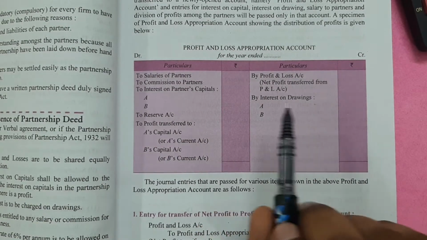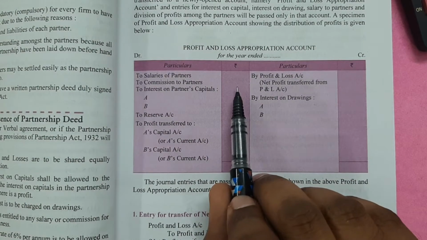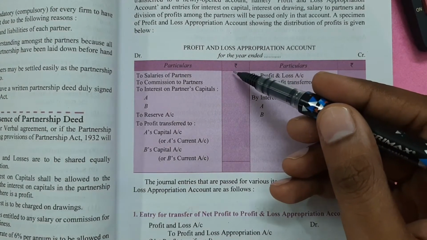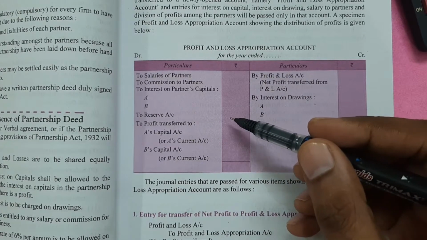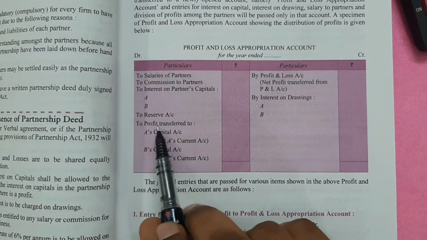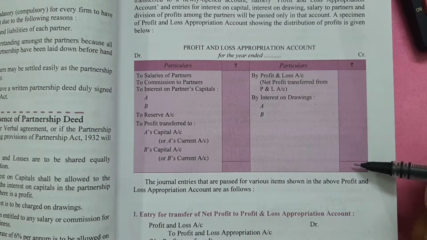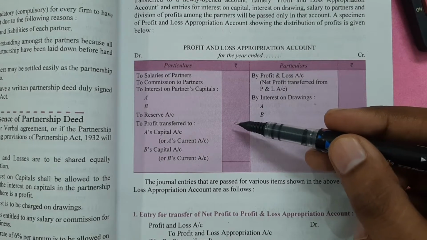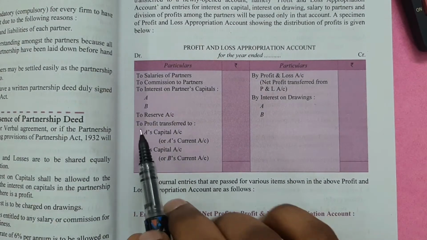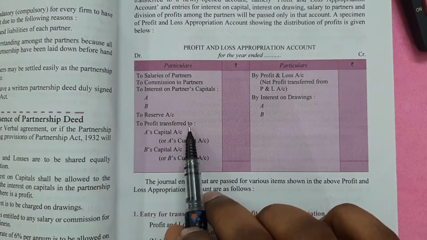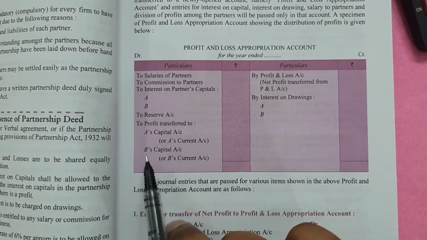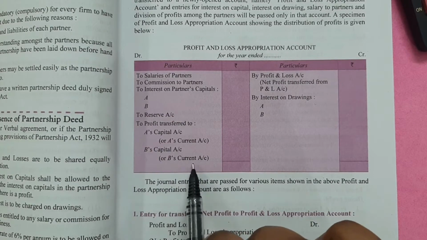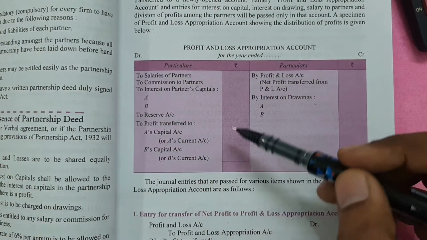Then we calculate the difference between the credit side and the debit side. We have to total the credit side and we have to total the debit side. The difference is treated as the profit. If the total of the credit side is more than the total of the debit side, we get profit, and we write it as to profit transferred to, if we have two partners like A and B, A's capital account or current account and B's capital account or current account. Okay, so this is to be done in this manner.